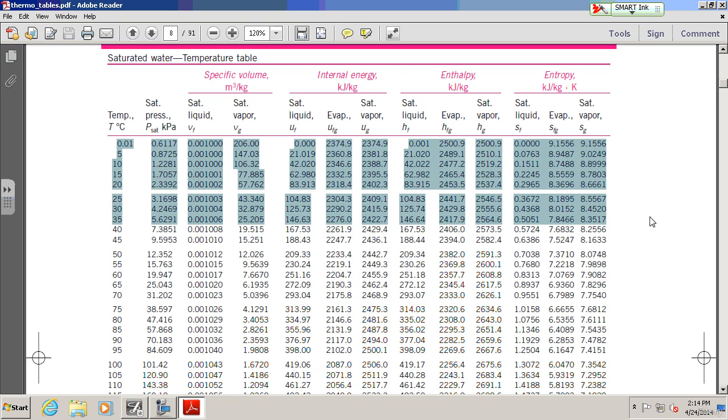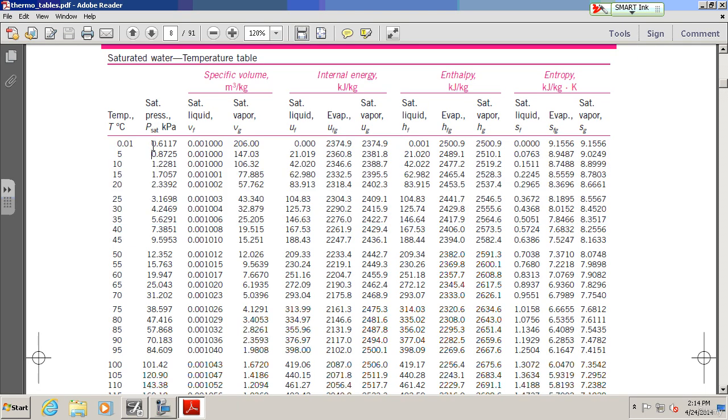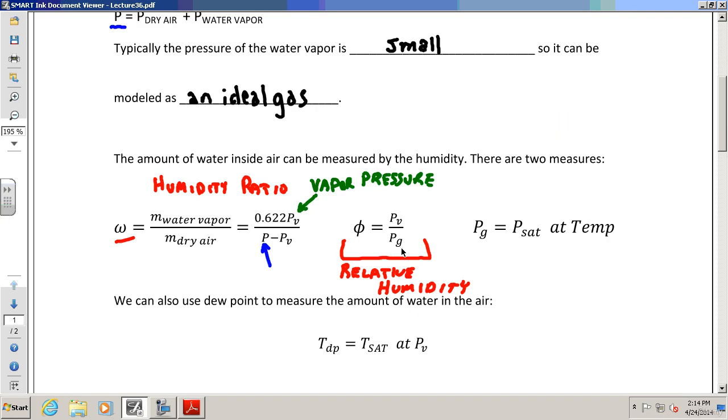kPa, right? So that saturation pressure varies by a factor of 10, okay? So what that's saying, that saturation pressure, these numbers from 0.611 to 5.6291, that is what's on the bottom of that equation. That's P_g, okay? So the bottom of this number here varies greatly with temperature by a factor of 10, okay?